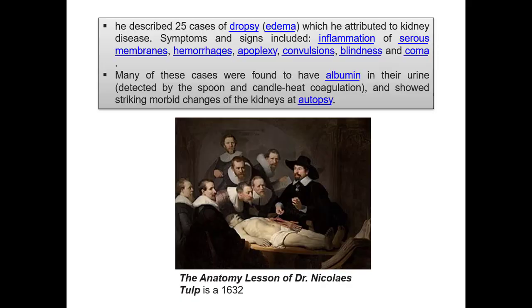He described 25 cases of edema, which he attributed to kidney disease. Symptoms and signs included inflammation of serous membranes, hemorrhages, apoplexy, convulsion, and blindness. Many of these cases were found to have albumin in their urine, detected by spoon or candle at this time, and showed striking morbid changes of the kidney at autopsy. And this is the anatomy lesson in 1632 by Dr. Nicholas.